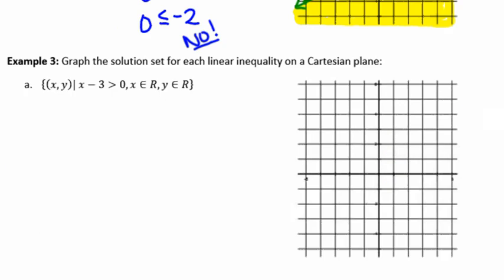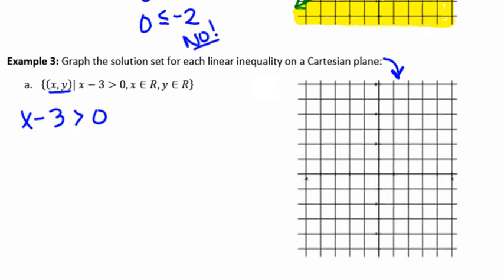Example 3 says graph the solution set for each linear inequality on a Cartesian plane, which is just the graphs. This is our Cartesian plane, the graphs that we've been used to working with. So we have a solution set, that's what our curly brackets tell us, for any xy point where x minus 3 is greater than 0. X is any real number, and y is any real number. So real numbers are everything.